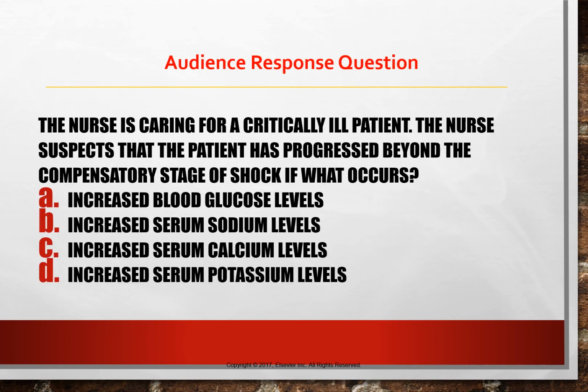Okay, so we have a question here. It's discussing a patient, if they have progressed beyond the compensatory stage of shock, what would occur? So our answer to this one, if you're reading through it, increased blood glucose levels, this might happen early on because of the stress response. Increased serum sodium levels would increase early on because of that renin-angiotensin system. Increased serum calcium isn't related to shock. So our best answer is going to be D, increased serum potassium levels.